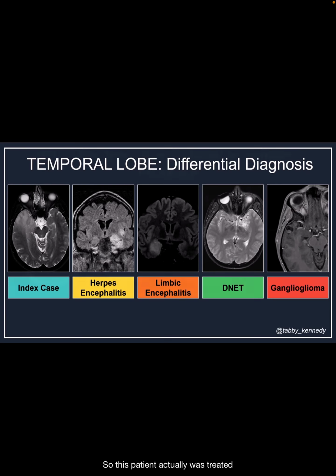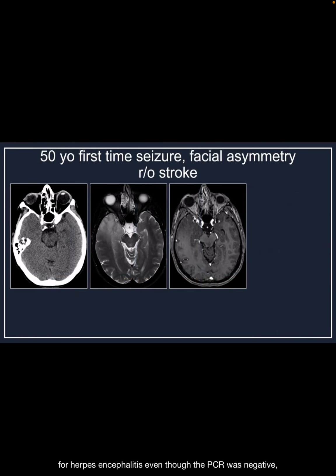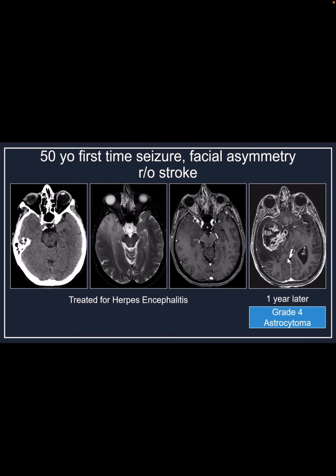So this patient actually was treated for herpes encephalitis, even though the PCR was negative, which is kind of unusual to continue on with that diagnosis with PCR negative disease. The patient ultimately was discharged and presented 1 year later. And we can see on this MR, we've got quite a different lesion where you have this area of heterogeneous enhancement involving the temporal lobe, and this ultimately was a grade 4 astrocytoma.